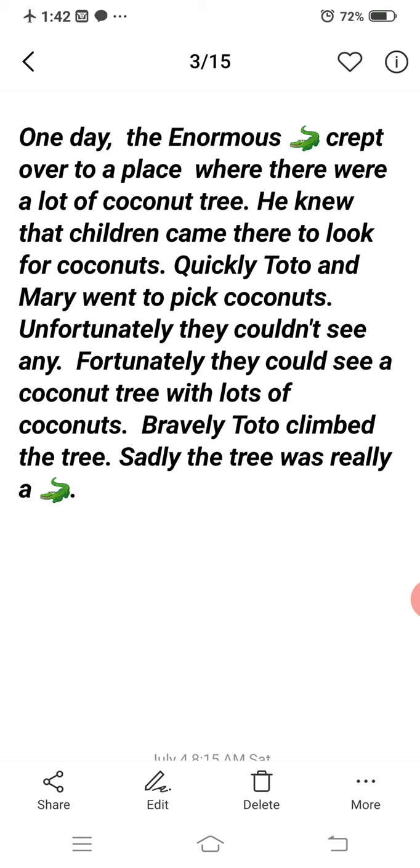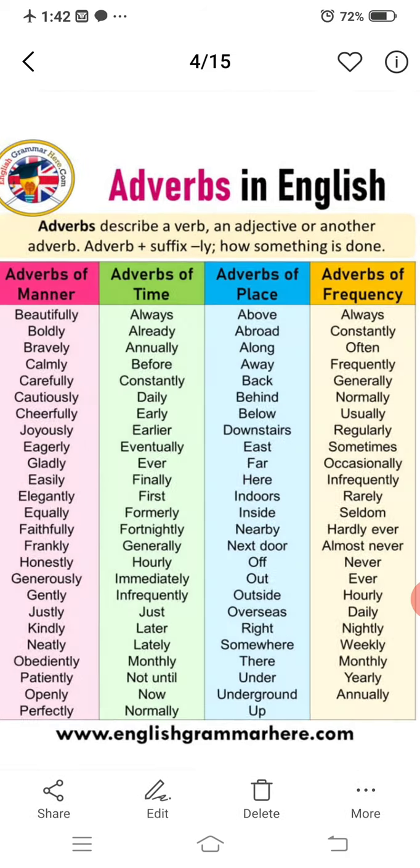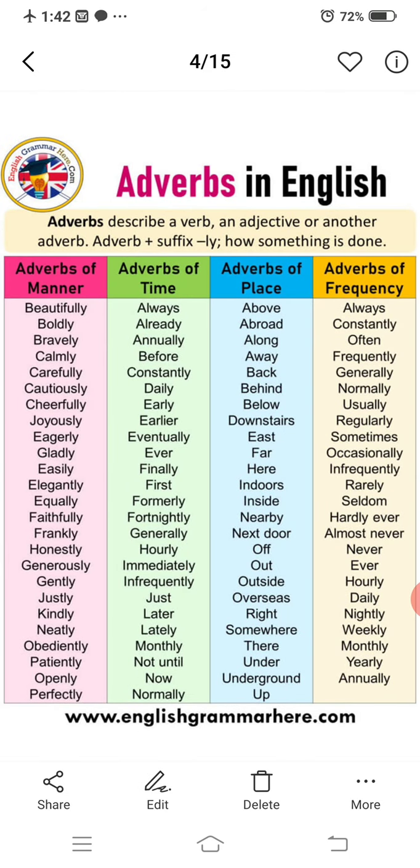Now, I mentioned the word adverb. What is an adverb? An adverb describes a verb, an adjective or another adverb. I have told you, when we have an adverb plus the suffix "ly", it tells us how something is done.